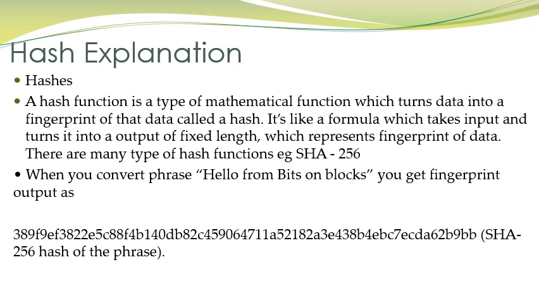SHA 256 will produce the 256 bit hash value. So that depends on the hash function used, how many bits it will use for representing the output. So hash function is like a formula which takes input and turns it into an output of fixed length, which represents fingerprint of the data. And there are many types of hash functions. There are different categories of hash function: SHA1, SHA2, SHA3. Other categories are also there that we will discuss in the coming slides.